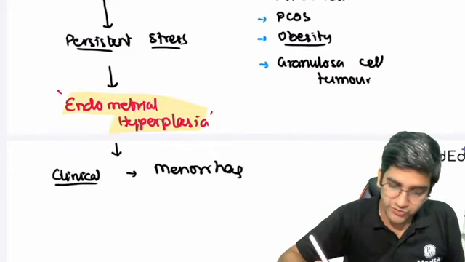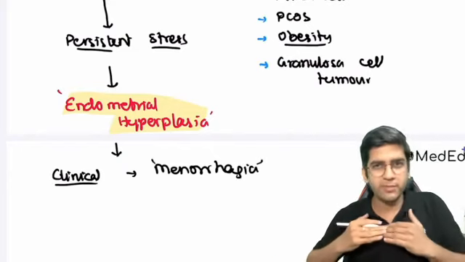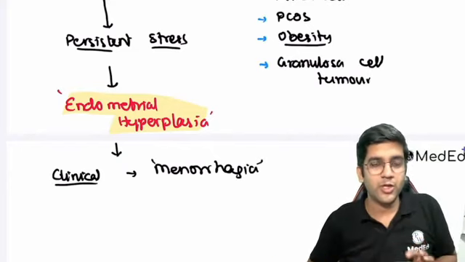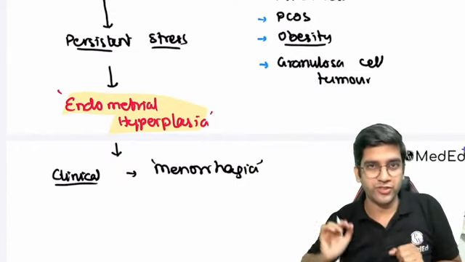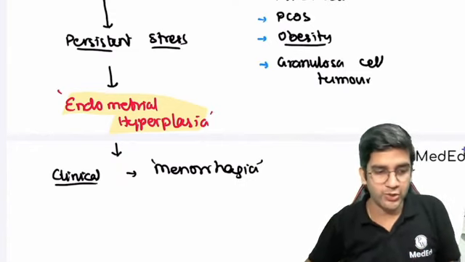I'm talking about the history. History is very, very simple. The patient's presenting with menorrhagia, that's all. So I know my clinical feature, I know my etiology, I know my pathogenesis. The only thing left for me is diagnosis, right?